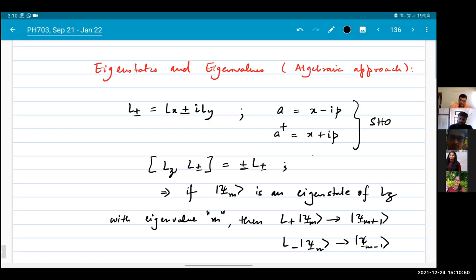And in fact, if you look at the commutator with L squared, this gives you zero. So the total angular momentum is fixed, but the Z component of the angular momentum can change by one unit, plus or minus.